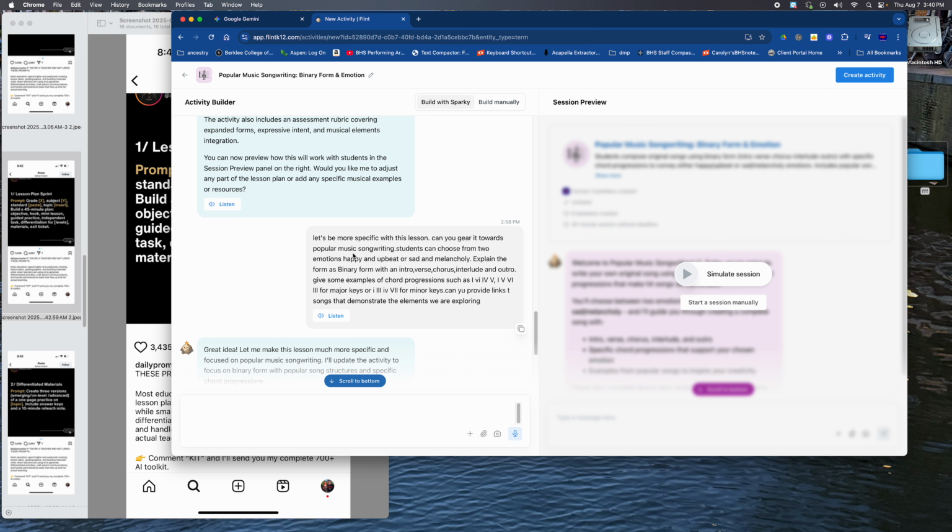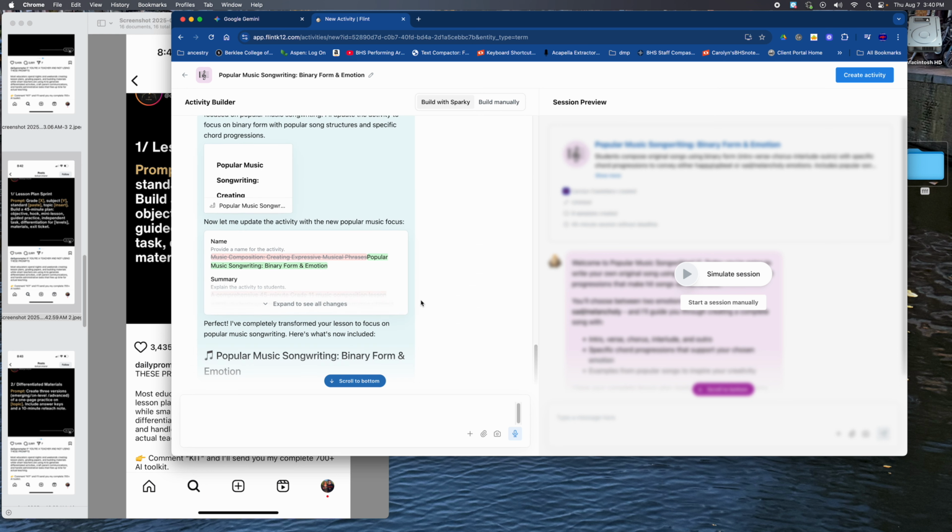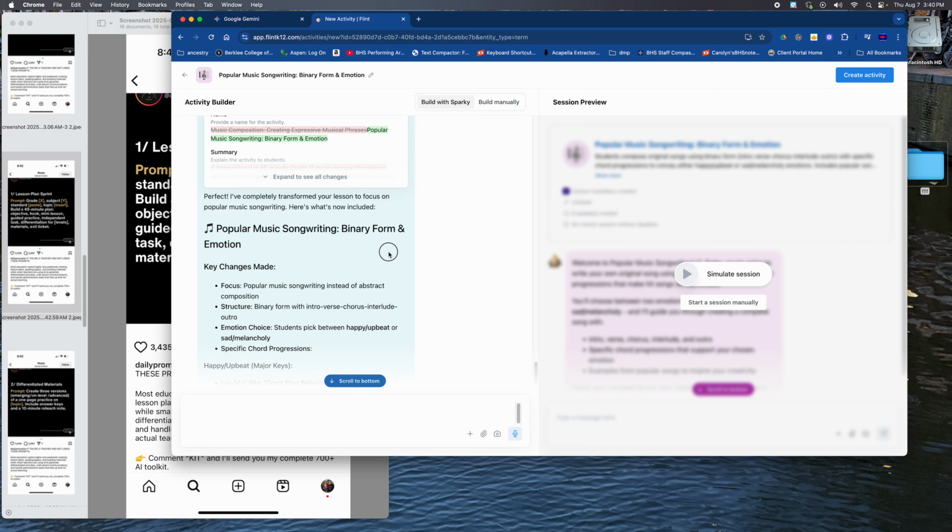Can you gear it towards popular music songwriting? Students can choose from 2 emotions, happy and upbeat, or sad and melancholy. Explain the form as binary form with an intro, verse, chorus. So I gave it a lot more specifics, a couple of chord progressions, okay, and then it gave me a different lesson plan. So let's look at this lesson plan.